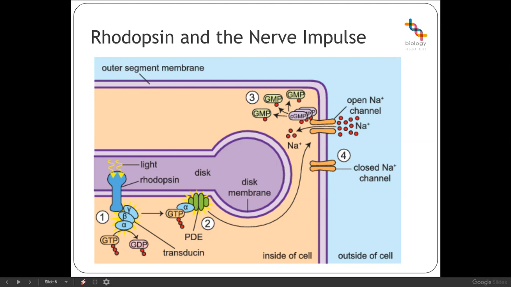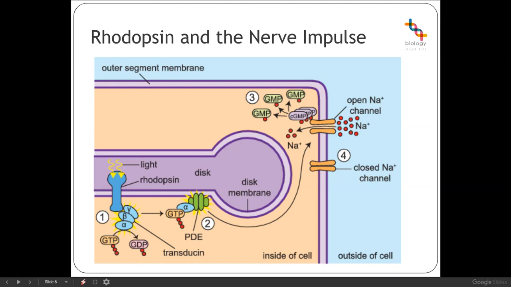So this protein cascade is able to provide a high degree of amplification. We have stimulation by a single photon resulting in a large effect on ion movement across the membrane. That means rod cells have a high sensitivity at low light intensities, and rods can generate a nerve impulse from as few as 10 photons of light.